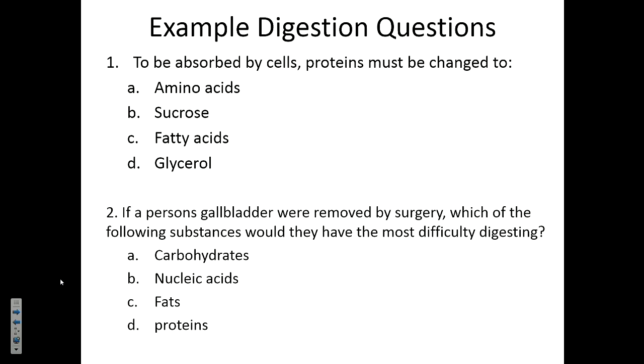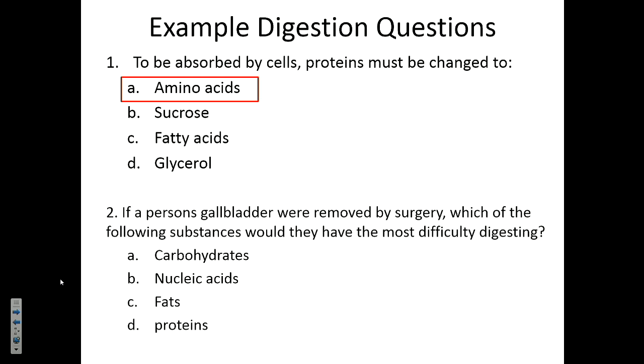To be absorbed by cells, proteins have to be changed into their monomers. The simplest unit of a protein is called what? Yeah, amino acids. So we talked about carbs. Your monomers are your single sugars. Amino acids are your single units for proteins. Glycerol and fatty acids are your single units for lipids.